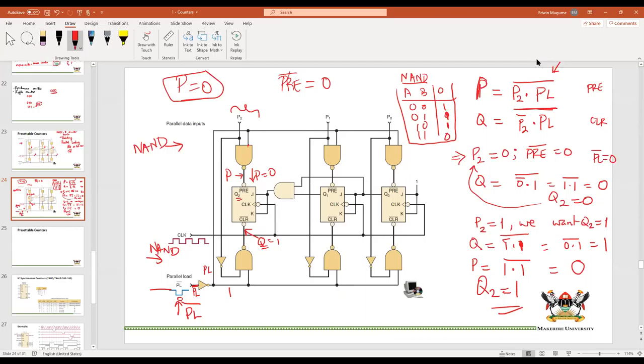You could do that. So for instance, you may have a mode 16 counter, you want to create a mode 10 counter, and you say that whenever you reach the mode 10 state, you preset back to zero. So you can artificially create a mode 10 counter from a mode 16 counter, without using the other method that we saw earlier.